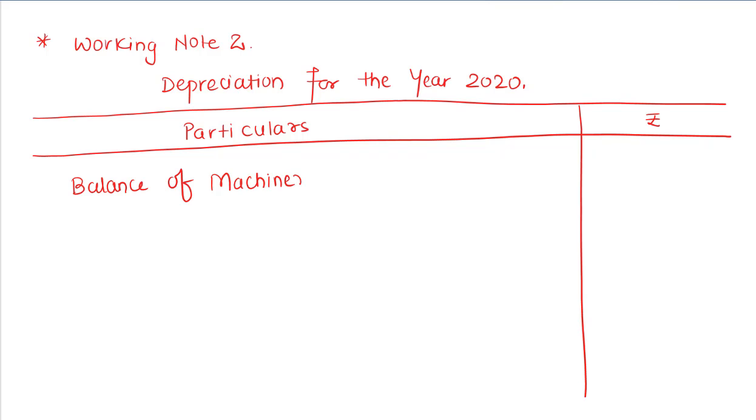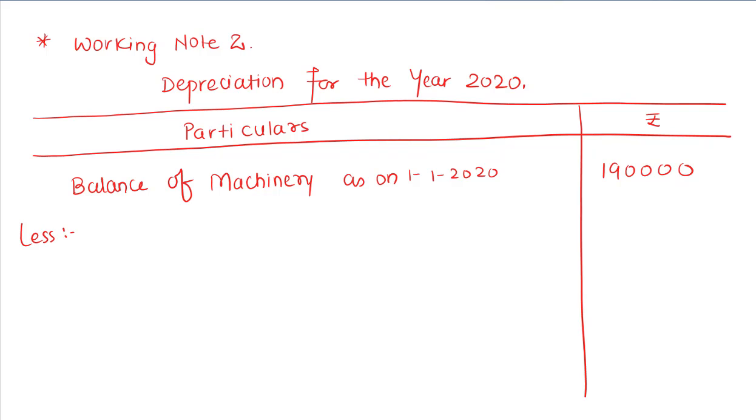Balance of machinery as on 1st of January 2020, which is given in the question, first line, 1,90,000.